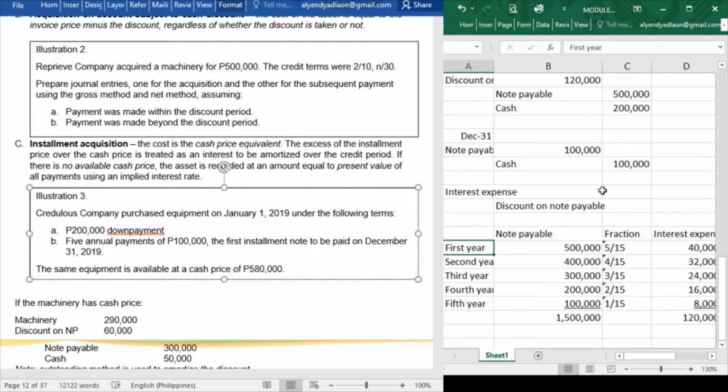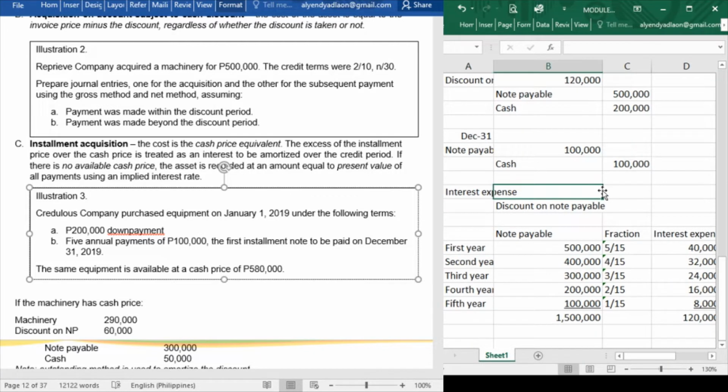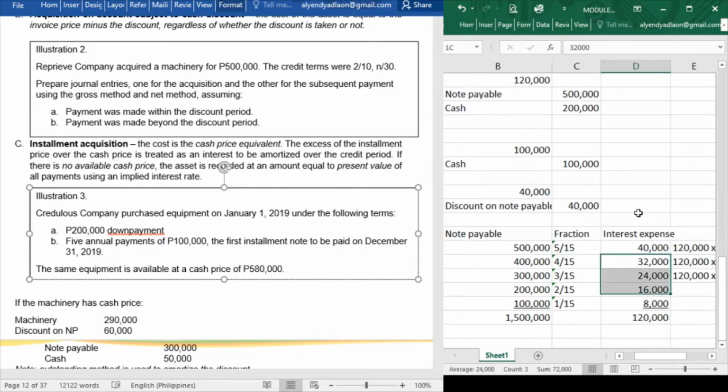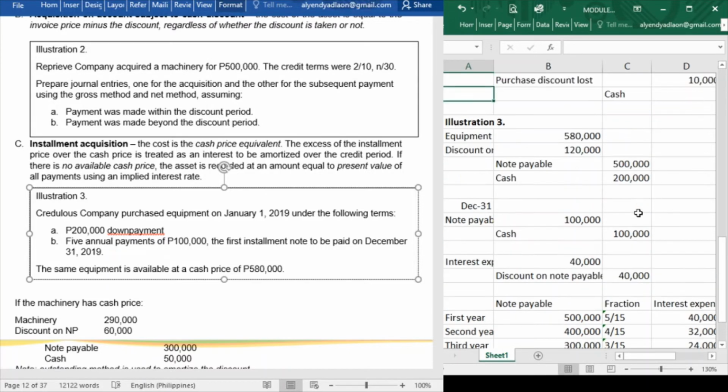For the first year, class, we are to amortize the first 40,000. So that would be a debit to interest expense of 40,000 and a credit to discount on note payable of 40,000. So at this moment, the balance of the discount on note payable is now 80,000 pesos, and that includes the second year to the fifth year. So that is the installment acquisition.